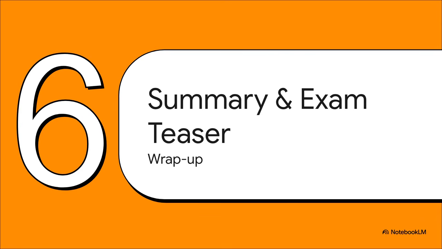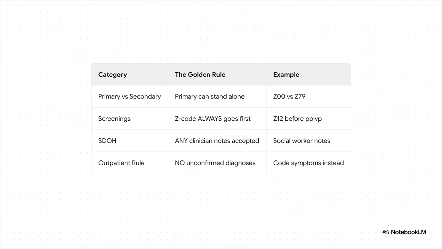Finally, Section 6, Summary and Exam Teaser. Go ahead and take a screenshot of this one-page visual summary cheat sheet, and this brilliantly illustrates exactly what you need to memorize: the primary versus secondary differences, the unshakable screening rule, that huge SDOH documentation exception, and the strict outpatient unconfirmed diagnosis rule. Keep this handy as you take your practice tests.